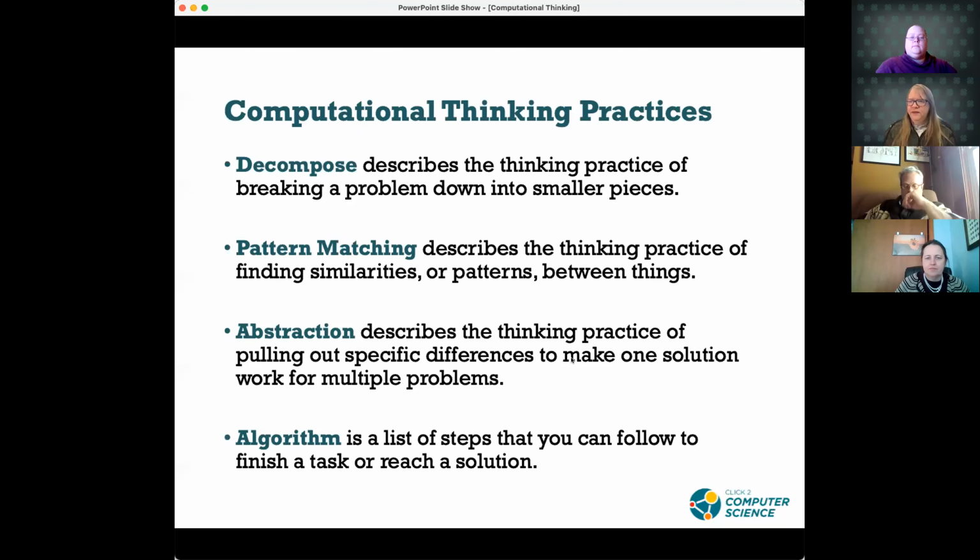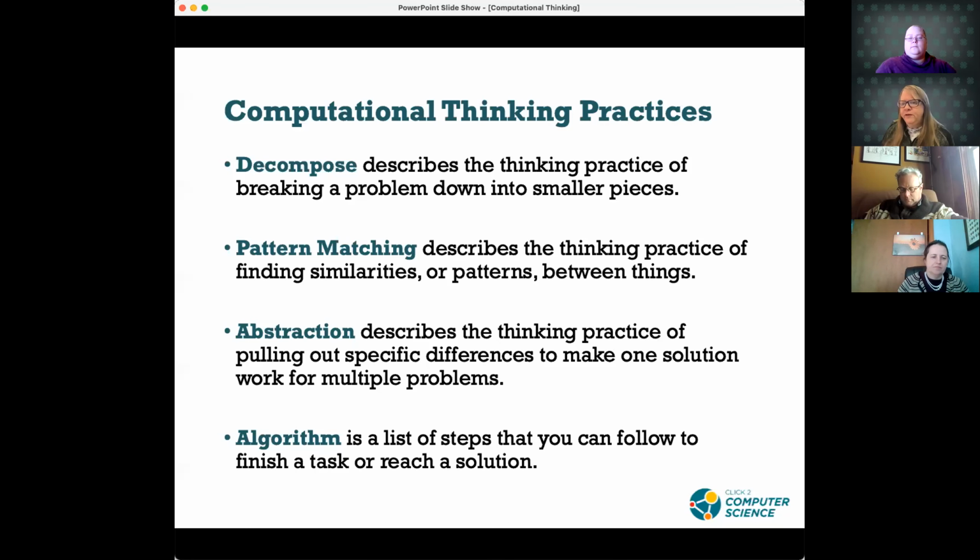And I'm using this as an example to introduce what we're going to be talking about today, which is these computational thinking practices. And to go with that, there's 4 new terms that we're going to be using. And those are what I have up here on the screen: decompose, pattern matching, abstraction, and algorithm.